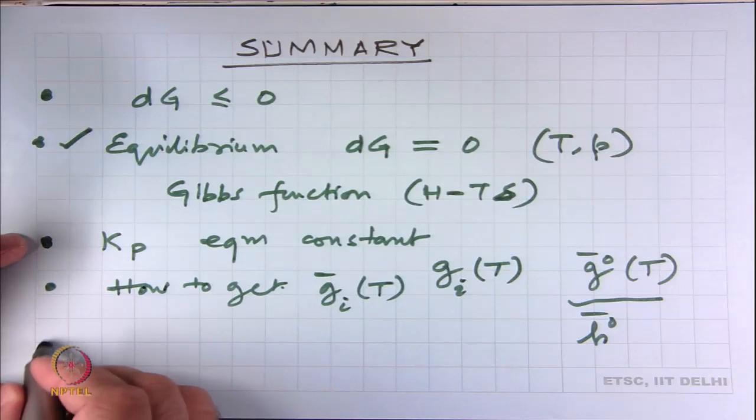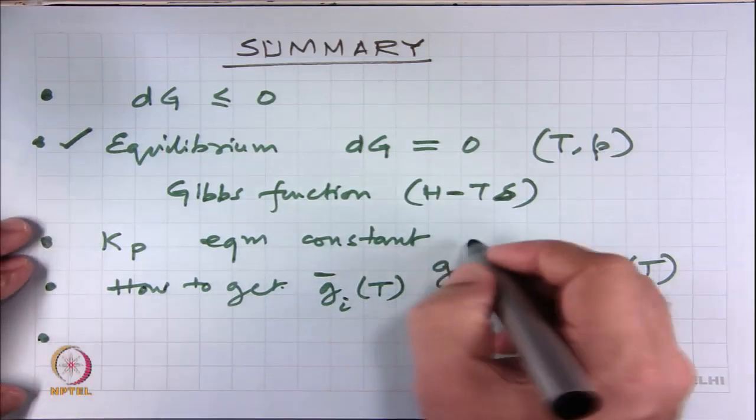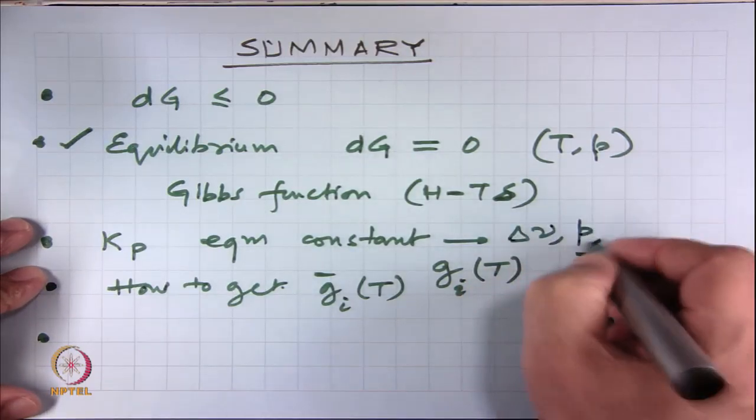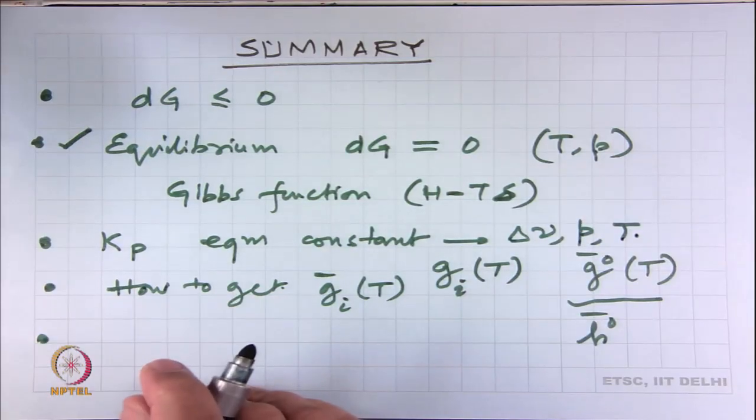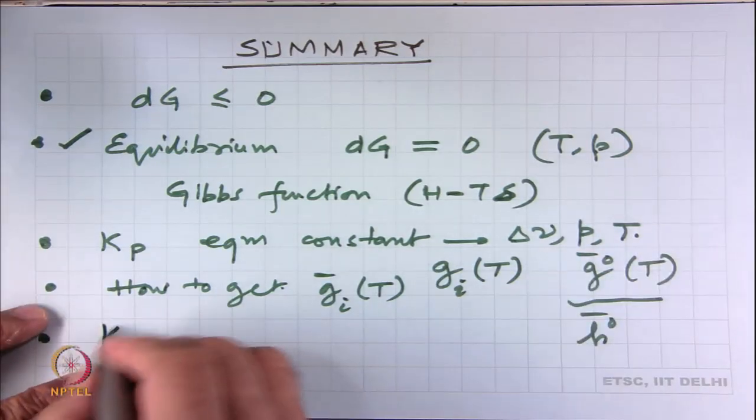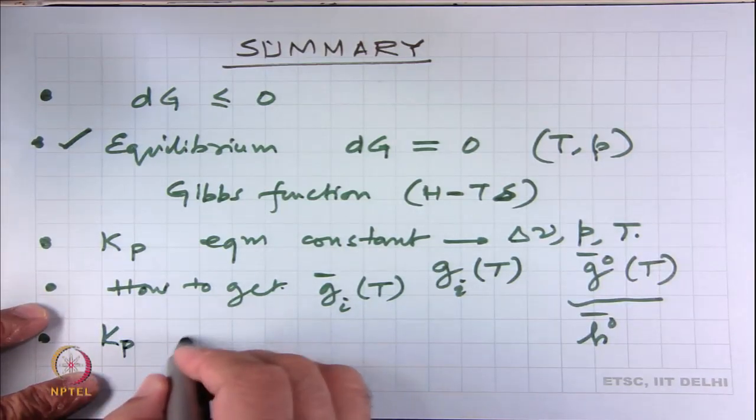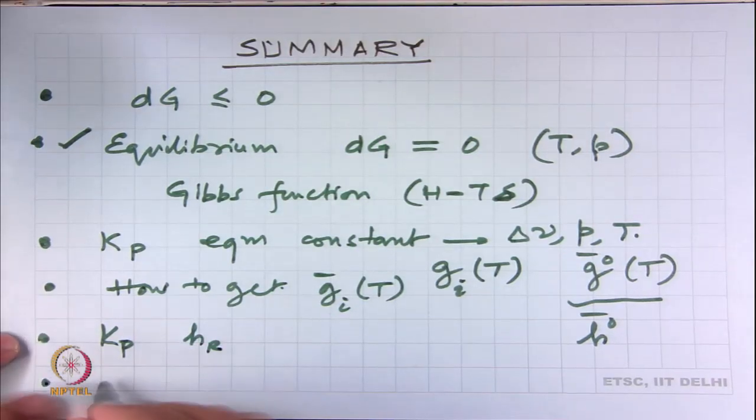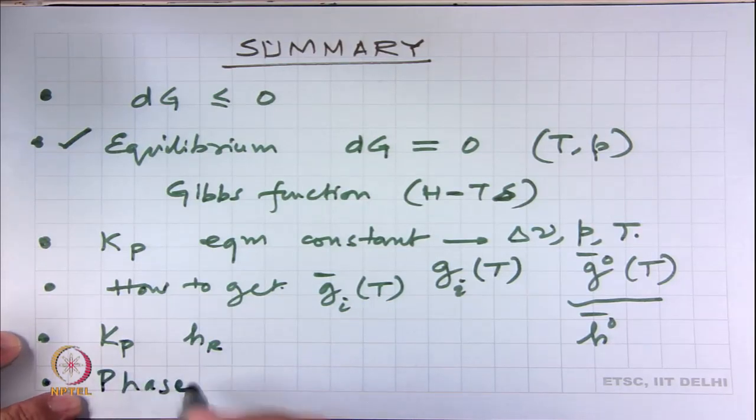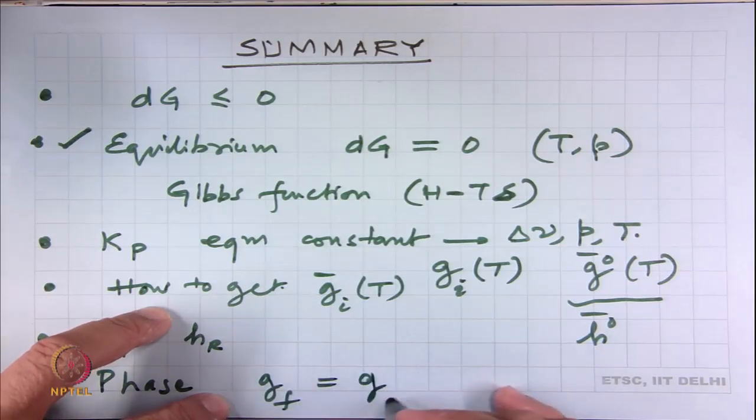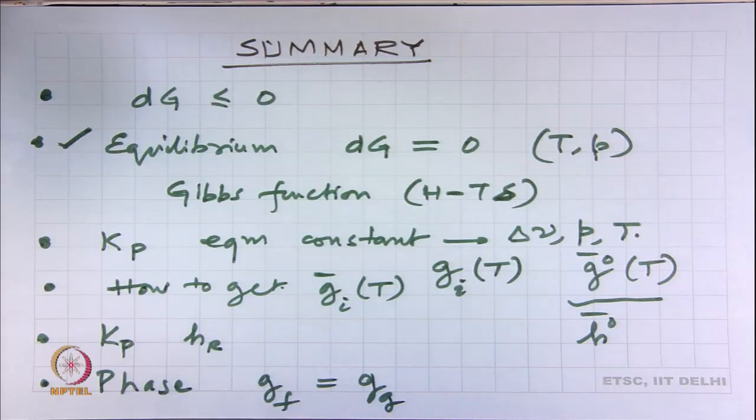And then we finally saw that Kp depends on various parameters. It is affected by delta nu, how it is affected by P, and how it is affected by T. And in a very limited case, we came across the Van't Hoff equation, which correlates Kp to the heat of reaction HR. And finally, we looked at phase equilibria, and we said that Gf is equal to Gg, which means that in the equilibrium state, every phase must have the same Gibbs function.